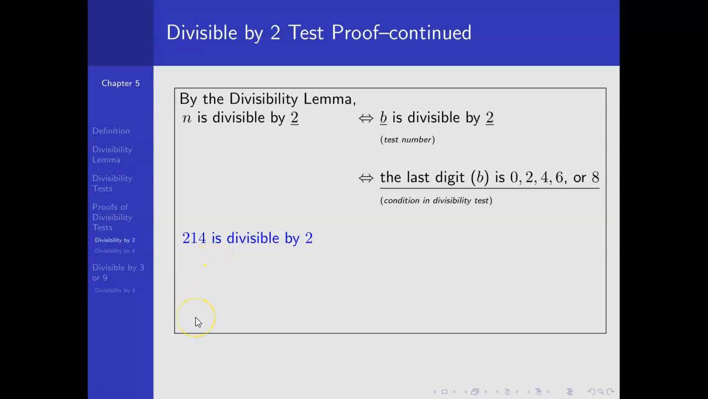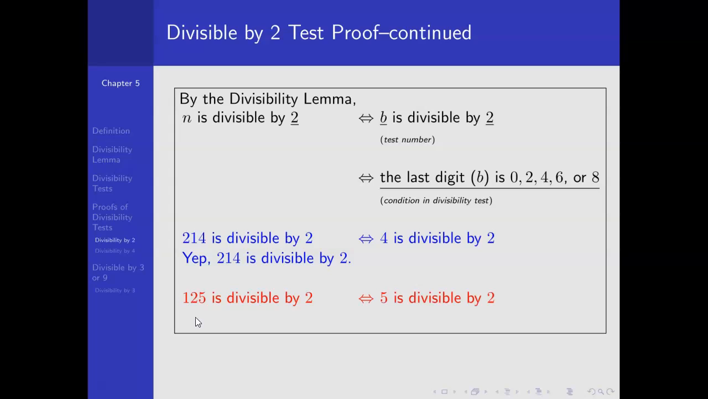Now going back to our examples, 214 is divisible by 2 if and only if 4 is divisible by 2. So, yes, it is divisible by 2. And 125 is divisible by 2 if and only if the 5, which is our test digit here, is divisible by 2. But 5 is not divisible by 2, so 125 is not divisible by 2.